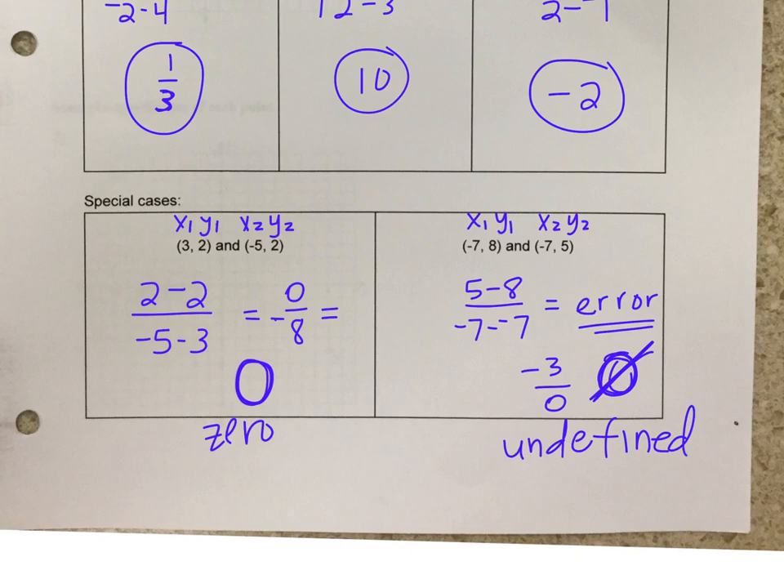All right, I want you to use the formula that we just went over and do the next, how many pages? 1, 2. You've got the next 2 pages to do. Turn that in to me.